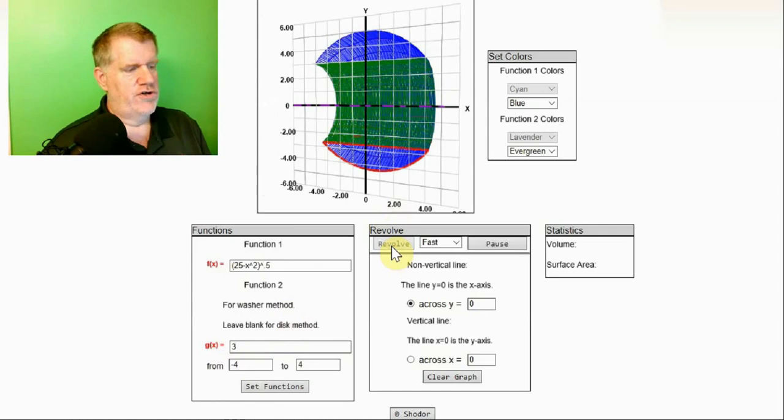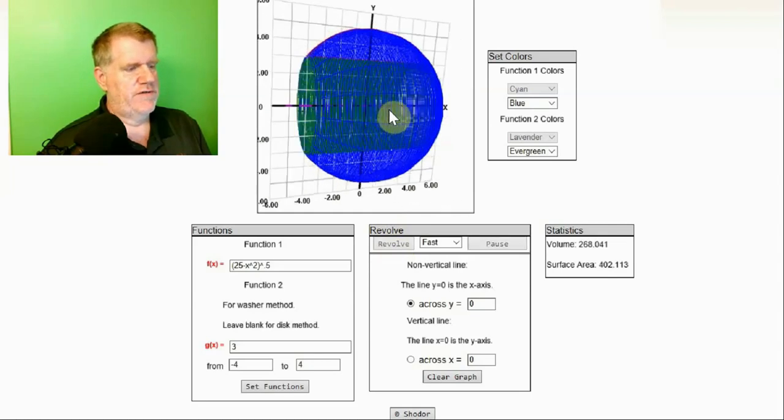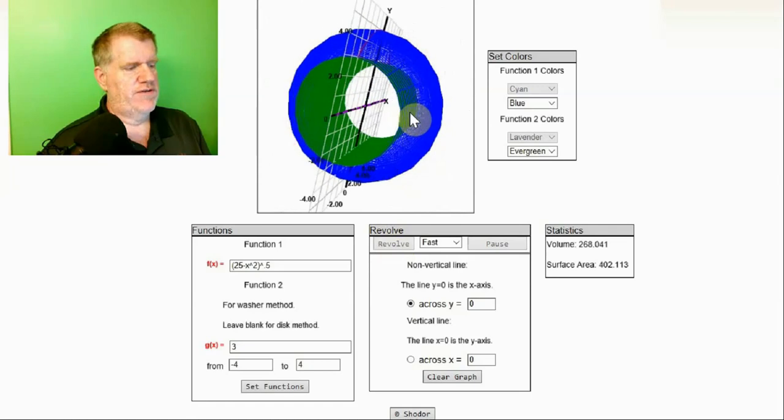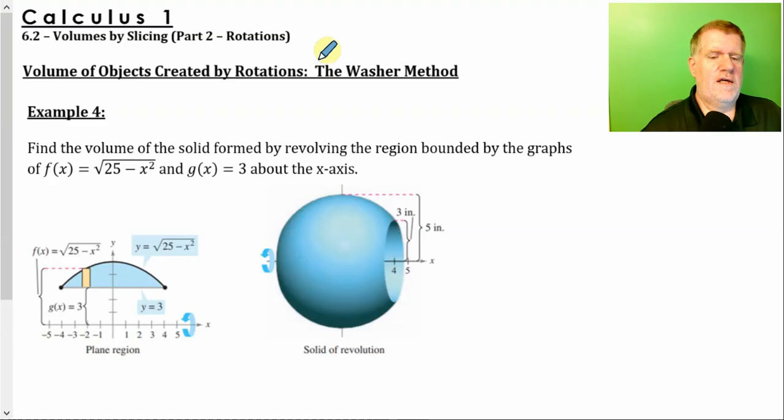Notice we have an outer shape and an inner shape. The blue region represents the outer shape. The green region represents the inner shape. So if you think about it, what we've got is part of a sphere with little ends cut off, and a cylinder on the inside. And this graph has to be very, very accurate because there will be a giant hole through the middle of this shape. You notice there was a gap in the middle.